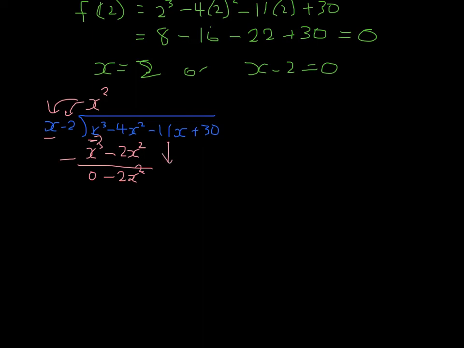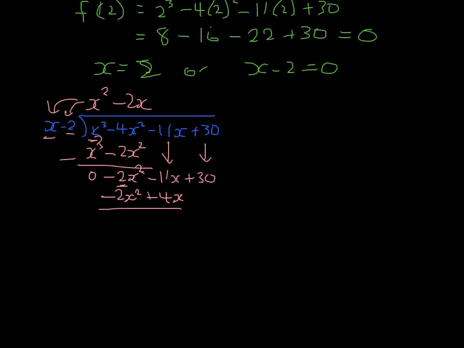Bring down the negative 11x, and we can bring down the plus 30 now, or we can bring it down later, doesn't matter. Now we deal with the negative 2x squared down the bottom here, and we're going to divide that by the x out the front. So negative 2x squared divided by x is negative 2x. Answer at the top multiplied by what's out the front, so negative 2x by x is negative 2x squared. Negative 2x by the negative 2 out the front is, it's not actually negative 4x, is it? It's positive 4x. So make that a plus there.